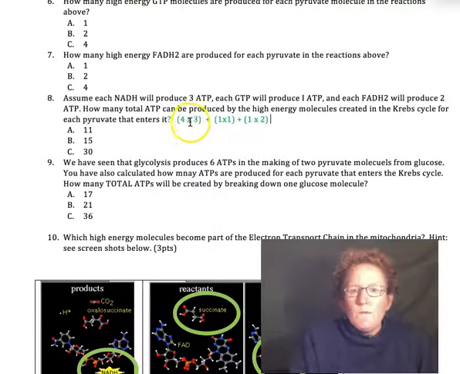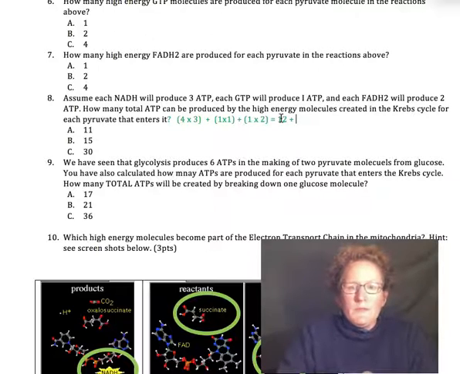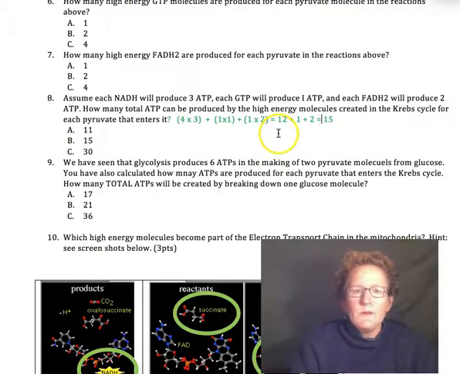So if we go 4 times 3, that's 12, plus 1, plus 2, we get 15. Oops. So there's our answer for number 8.